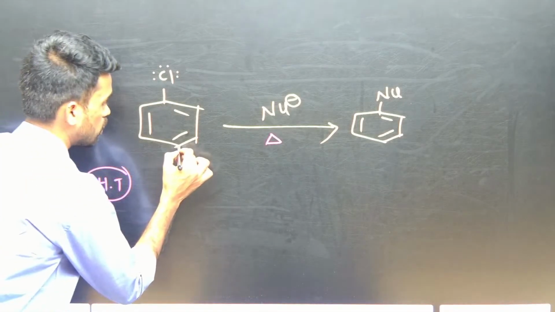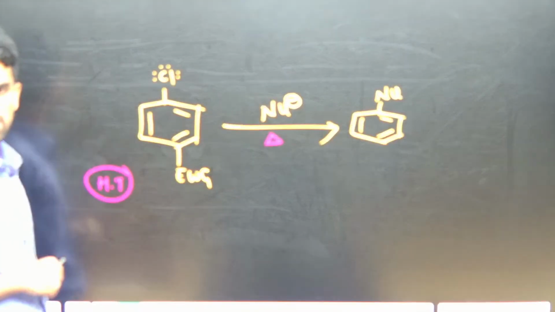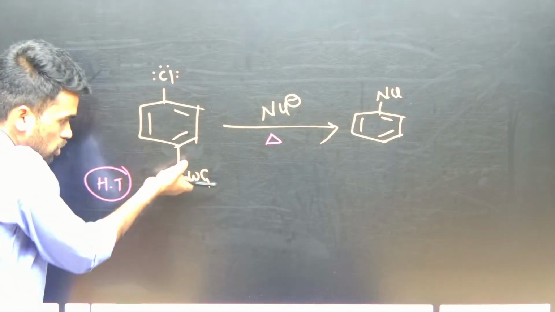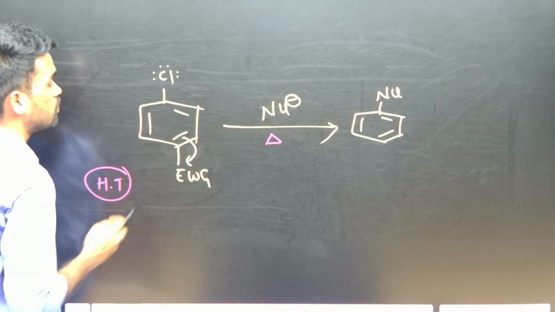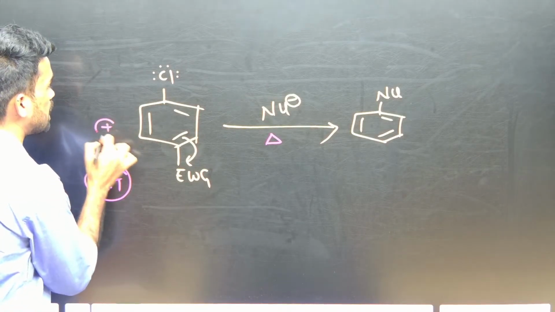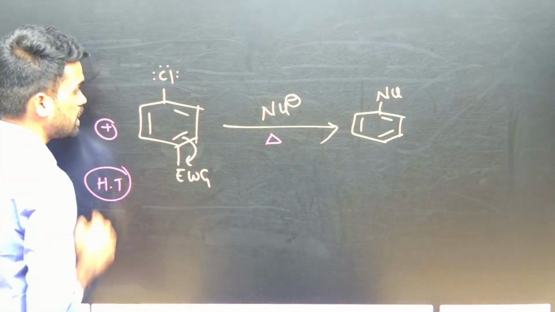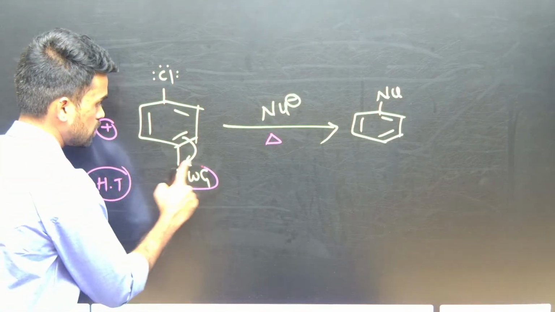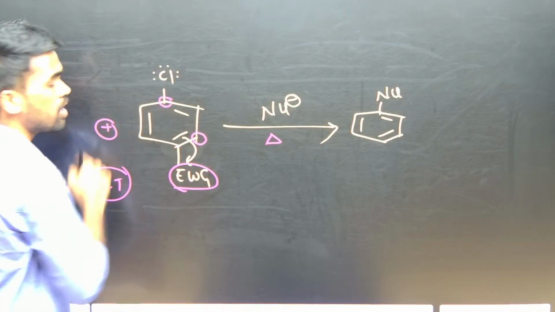If I insert any electron withdrawing group here, what do we mean by electron withdrawing groups? It will withdraw electrons towards itself. So if it is withdrawing electrons towards itself, what is the charge created in the ring? Positive charge or negative charge? Positive charge. So where will it be created? With respect to the electron withdrawing group, either at the ortho positions or at the para position.